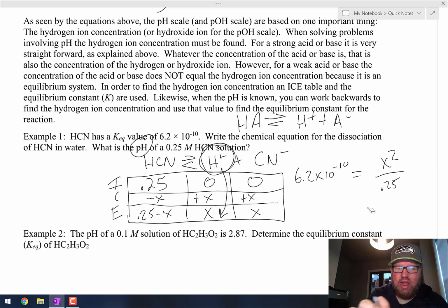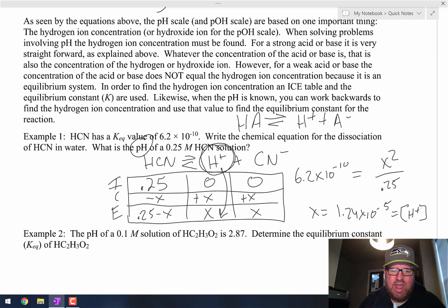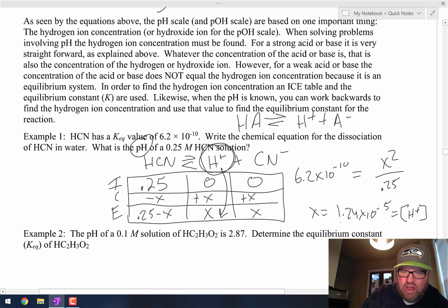And I get an answer of, and again, look at how small x is. That assumption is certainly valid. 1.24 times 10 to the minus 5th. Okay, and that is the x value. That is equal to the hydrogen ion concentration. And so now to get the pH, just like how we learned earlier, we can take the negative log of that answer, and that will give us our pH value. The pH is equal to 4.90.